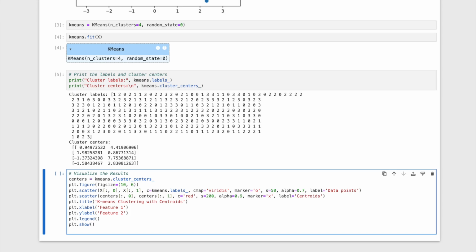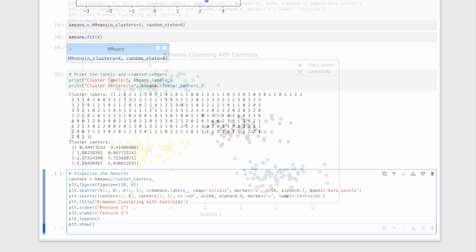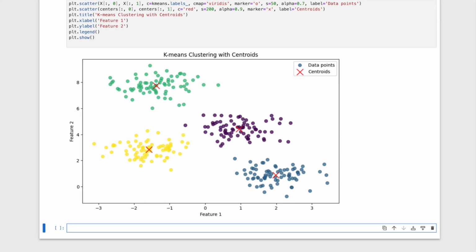This includes labeling the cluster centers and possibly using different markers or colors to emphasize points that are central to a cluster. In this visualization of K-means clustering, we observe 4 distinct clusters, each marked with a red X representing the centroid. Each color, green, yellow, purple, and blue, denotes a separate cluster. The clusters appear well separated with minimal overlap, suggesting that K-means has effectively distinguished between different groups in our dataset. This is indicative of a good fit for the model to our synthetic data.